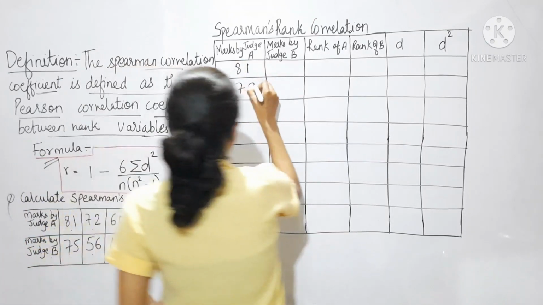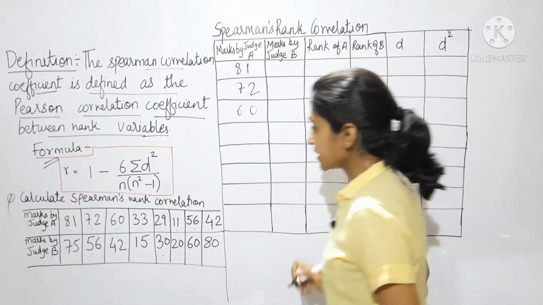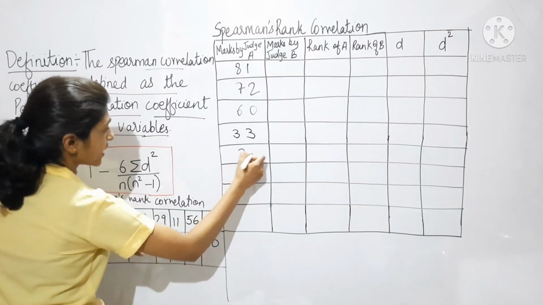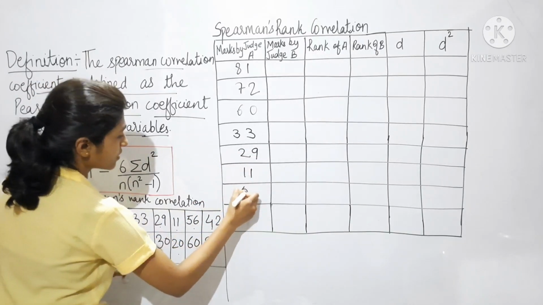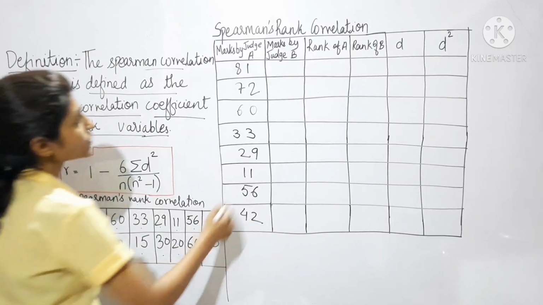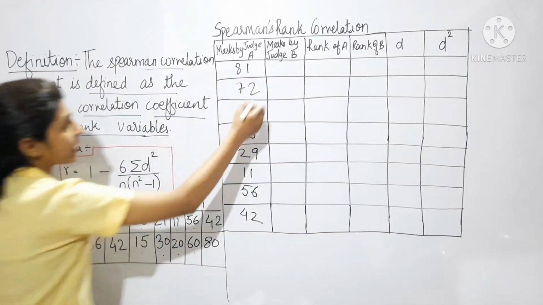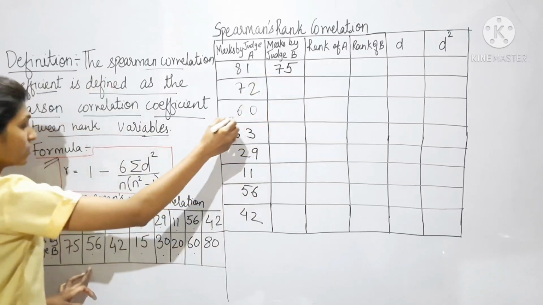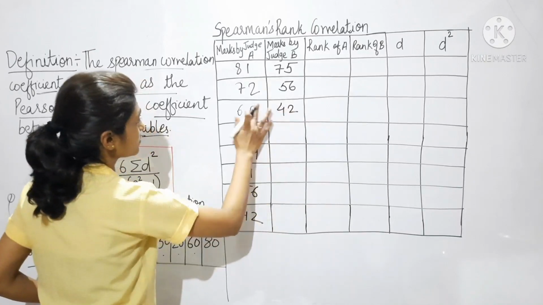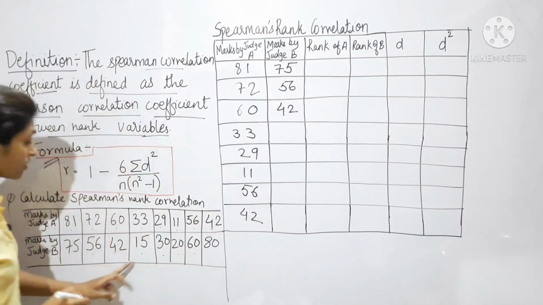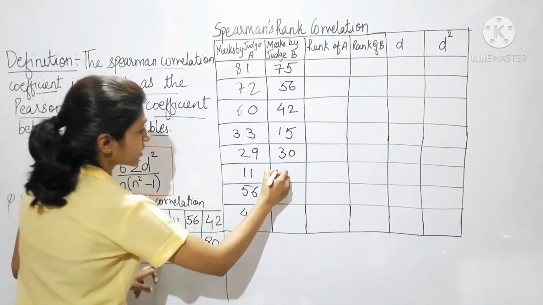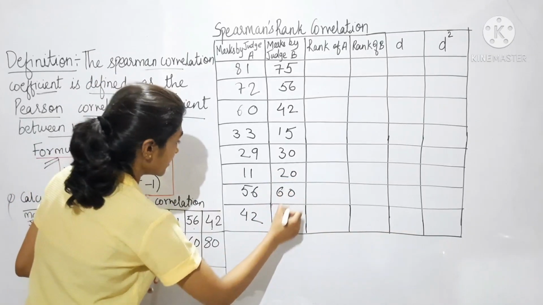81, 72, 60, 33, 29, 11, 56, 42. Okay, now note down all the marks which are given by judge B: 75, 56, 42, 15, 30, 20, 60, 80.